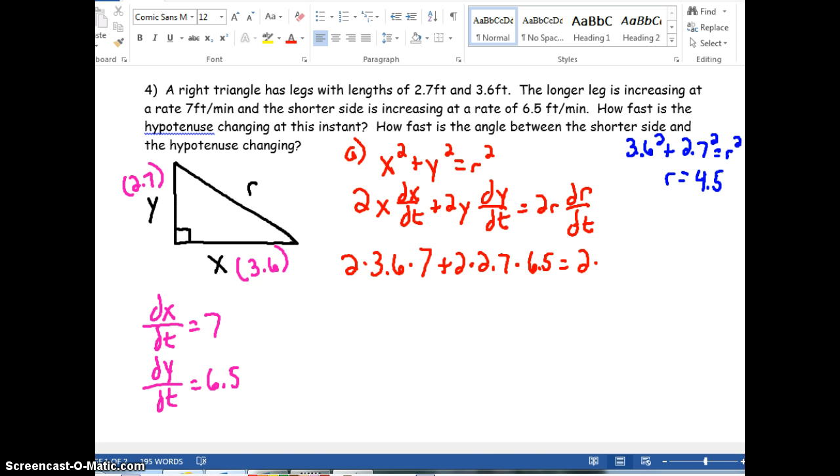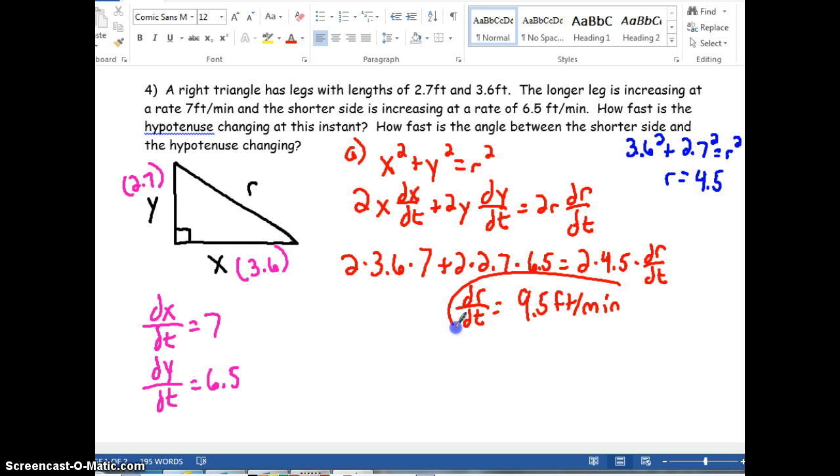So I'm going to replace that for my r in my derivatives. This is going to be 4.5 times my dr over dt. You simplify the left side and you divide off by the right side, which in this case would be 9, and you get your dr over dt here is going to equal 9.5, and that is feet per minute. So that is part A. For part B, do that down over here.